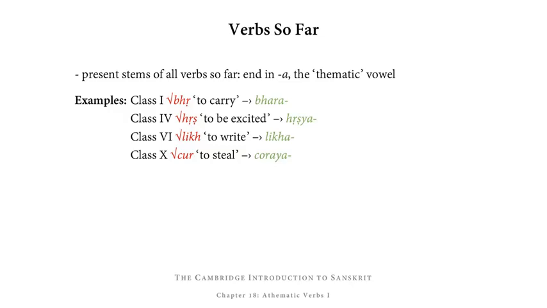Class 4, I take a root, leave it in zero grade, and add ya. So from hṛṣ, I get hṛṣya. Class 6, I take a root, leave it in zero grade, and add a. So from likh, I get likha. Class 10, I take a root, either leave it in zero grade or put it into guna or vṛddhi, and add aya. So for example, from cur, I get coraya. All of these forms end in a.